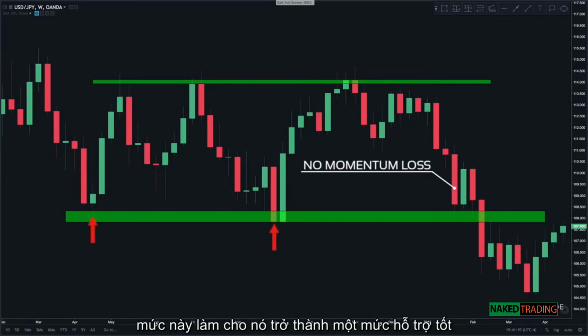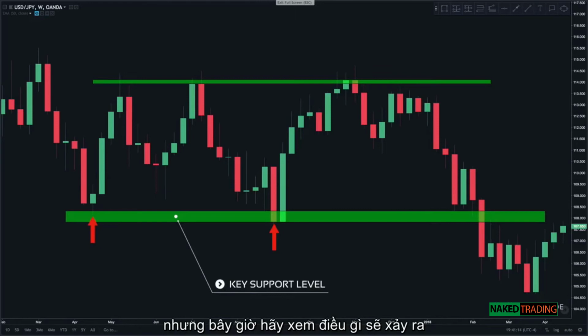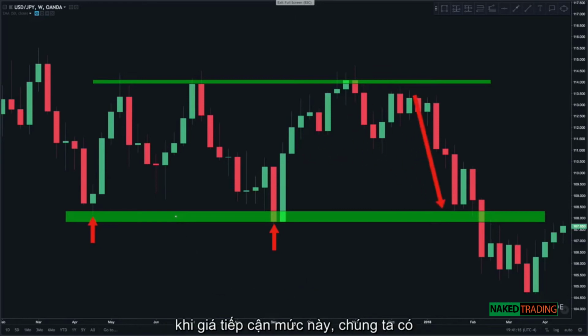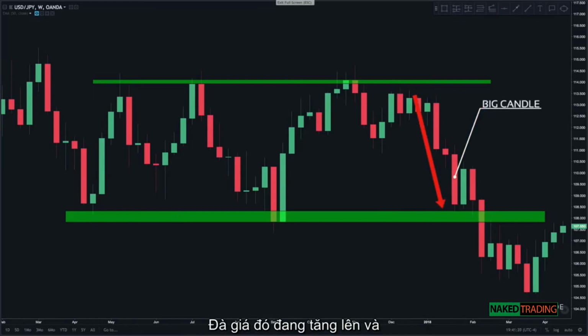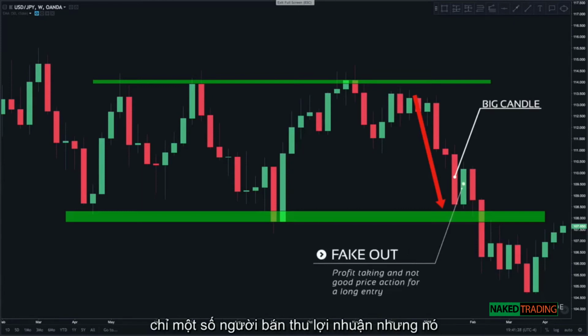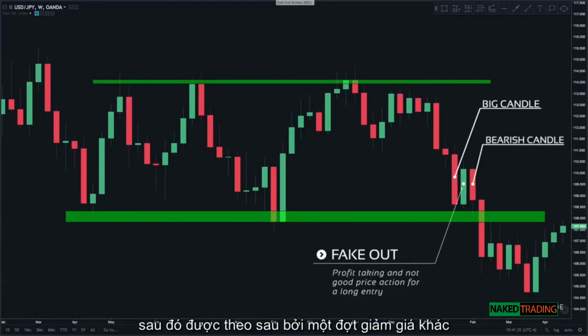Now here's a perfect example of momentum loss not occurring as it approaches this next level of support. So we look left and see two rejections of this level, making it a good level of support. But now, look at what happens when price approaches this level. We have a massive bearish red candle showing that momentum is picking up and that sellers are still in control. Here is another mistake beginner traders make as they see the small green candle, which is just some sellers taking profit, but it is then followed by another bearish candle before breaking right through, meaning that there was no buy opportunity at this level of support.